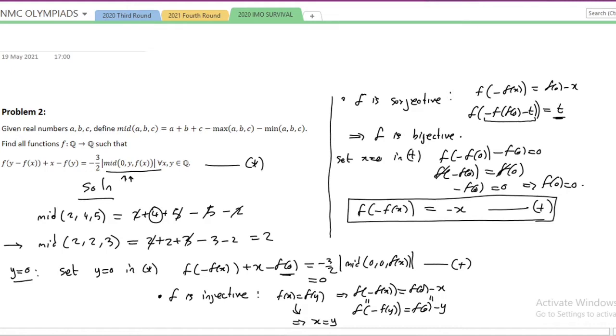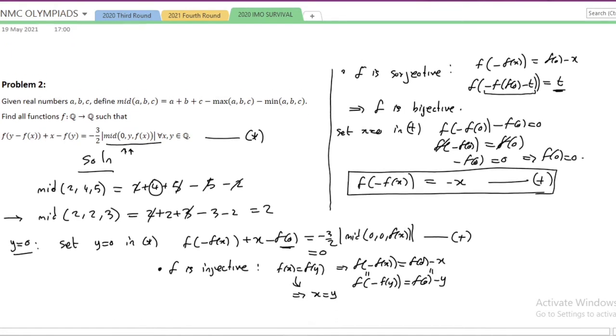So based on what we just got from the fact that f is bijective and f of 0 is equal to 0, I'm not sure much will come out of that, but let's see how it goes.